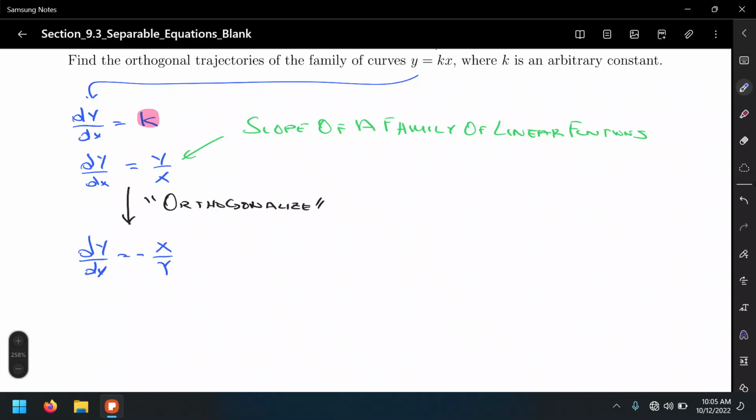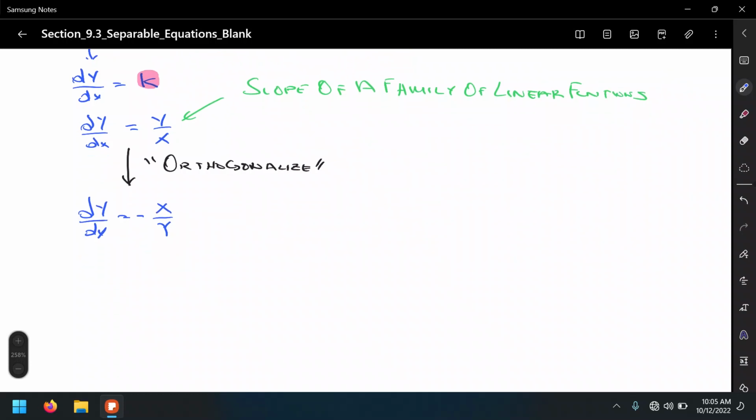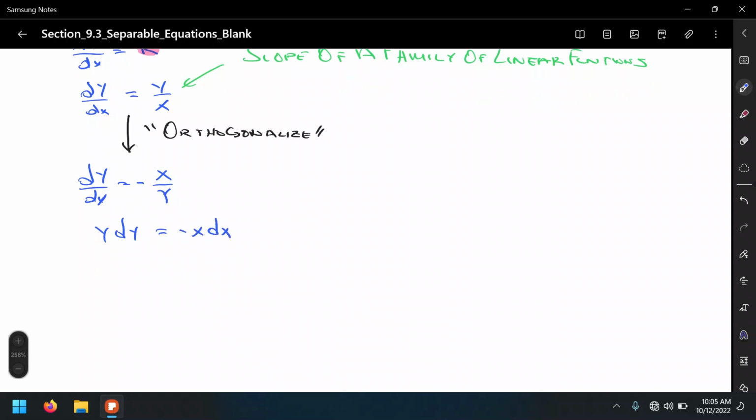So what we have to do here is the following. Multiply both sides by y dy. So we have to solve the differential equation. In other words, y dy equals negative x dx. So now that we have separated the variables, we may go about the integration of the equation.